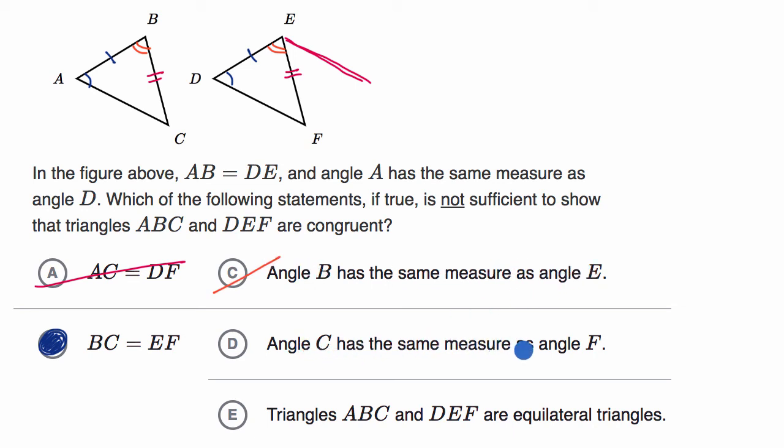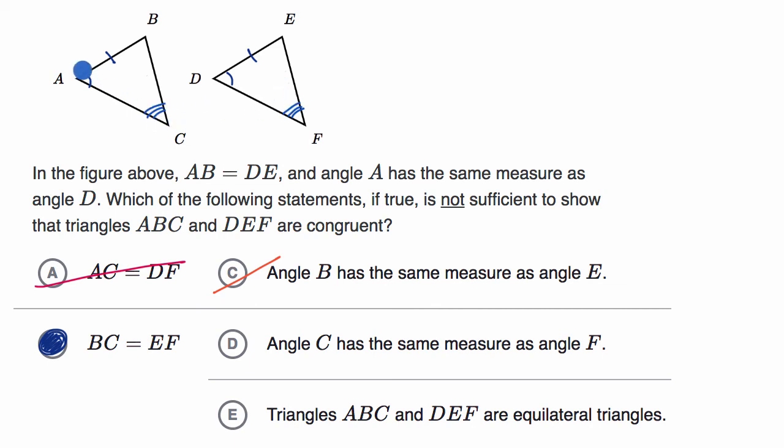Angle C has the same measure as angle F. Yeah, because here, and I know this is getting confusing now, and actually let me erase some of this other stuff from some of the previous examples. So now we're saying that the measure of angle C is equal to the measure of angle F. And think about it this way.